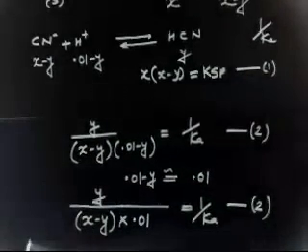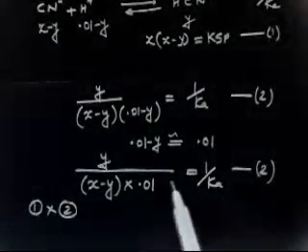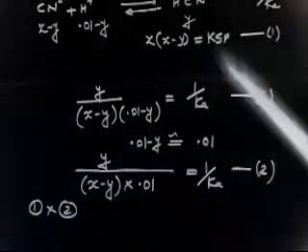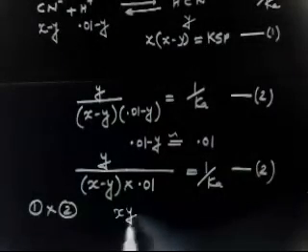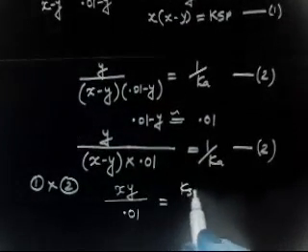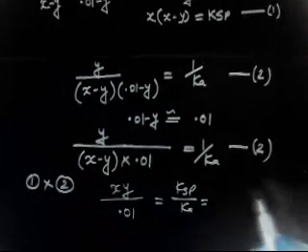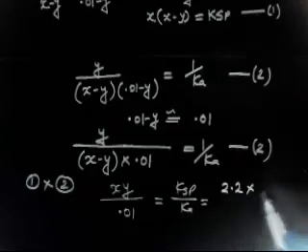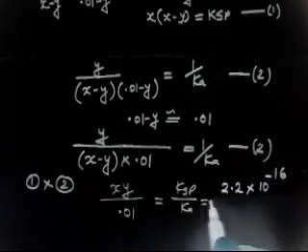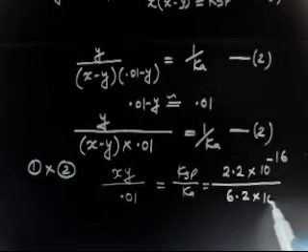So let us say multiply equation 1 by 2. So what will we have if I multiply equation 1 by 2? So (x minus y) goes out. So we will have x y divided by 0.01, this is equal to Ksp by K. And the value of Ksp is given to you, that is 2.2 into 10 to the power minus 16. And the value of K is also given to you, that is 6.2 into 10 to the power minus 10.